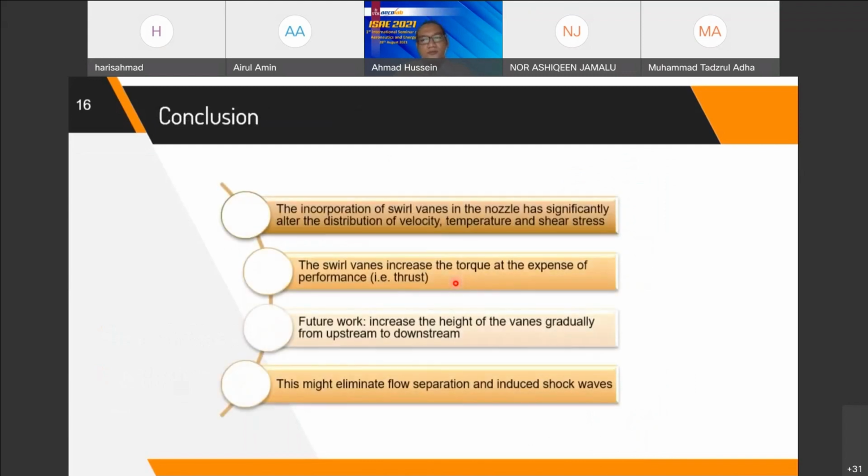So to conclude, the incorporation of swirl vanes in the nozzle has significantly altered the distribution of velocity, temperature, and shear stress. The swirl vanes increase the torque at the expense of performance. So it is our hope that in the future we can gradually increase or reduce the height of the vanes from upstream to downstream, in order to eliminate the possibility of flow separation and also to eliminate the possibility of induced shock waves. And we hope to investigate this further through static firing tests. I think that's all from me.